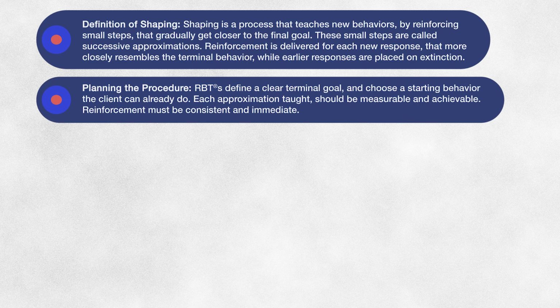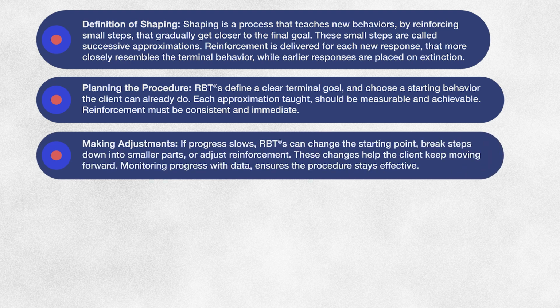Planning the procedure. RBTs define a clear terminal goal and choose a starting behavior the client can already do. Each approximation taught should be measurable and achievable. Reinforcement must be consistent and immediate. Making adjustments. If progress slows, RBTs can change the starting point, break steps down into smaller parts, or adjust reinforcement. These changes help the client keep moving forward. Monitoring progress with data ensures the procedure stays effective.